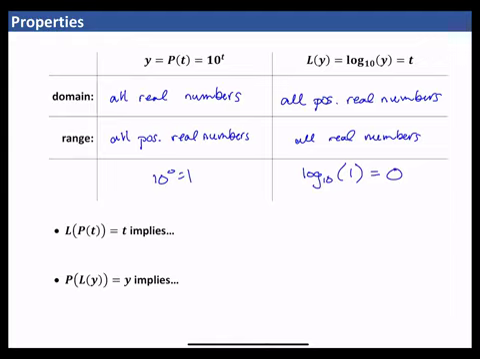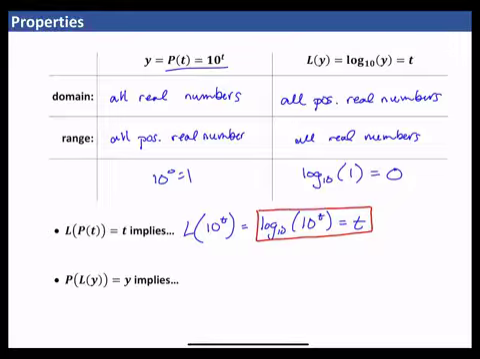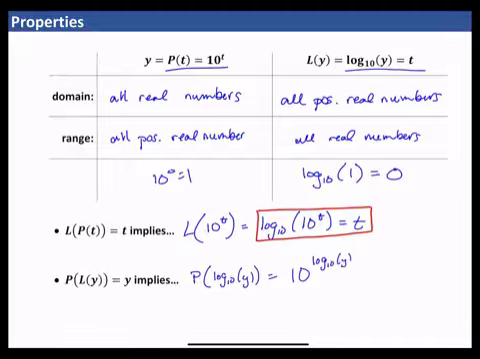Lastly, we can use composition of functions to say that L of p of t equals L of 10 to the t, which equals log base 10 of 10 to the t. And from our previous work, we know that these two functions reverse each other's processes, and thus this expression simplifies to equal t. Similarly, p of L of y equals p of log base 10 of y, which equals 10 raised to the log base 10 of y, which equals y, because again, these inverse functions will reverse each other's processes.